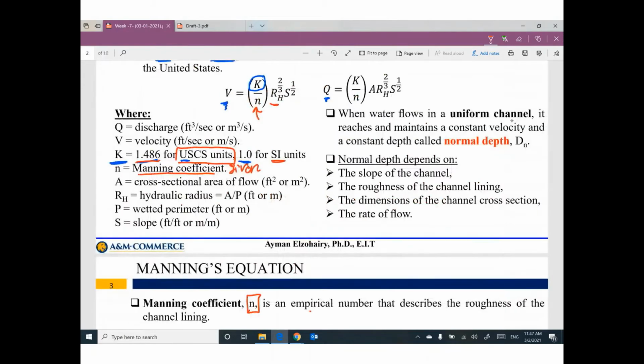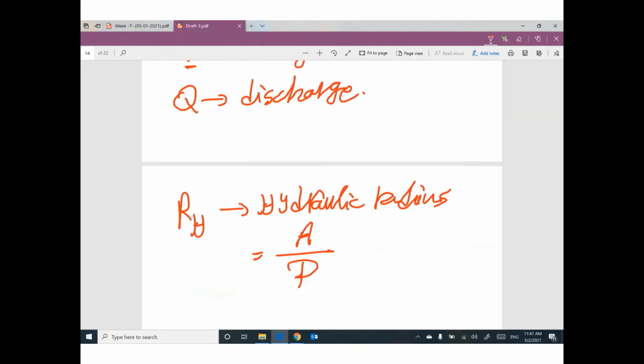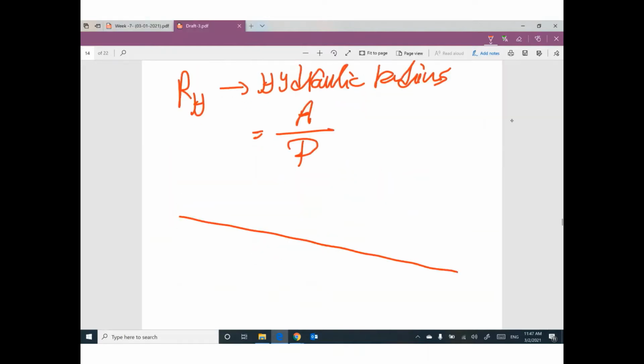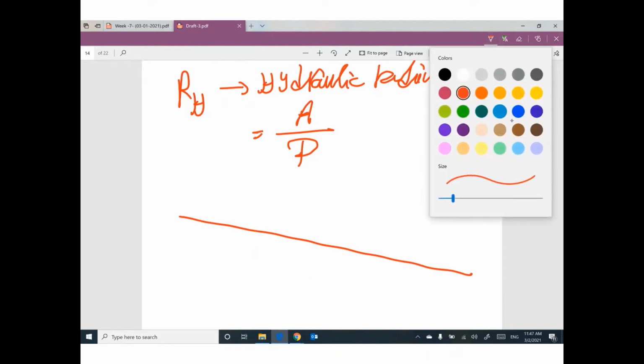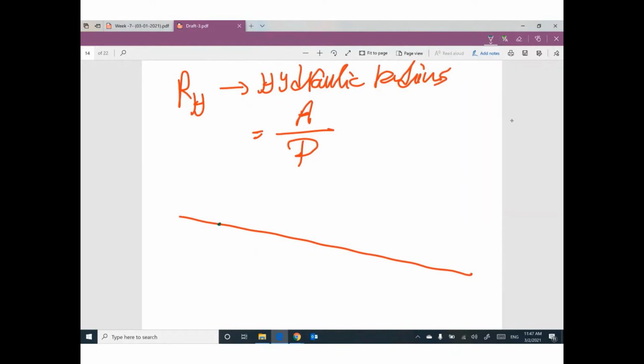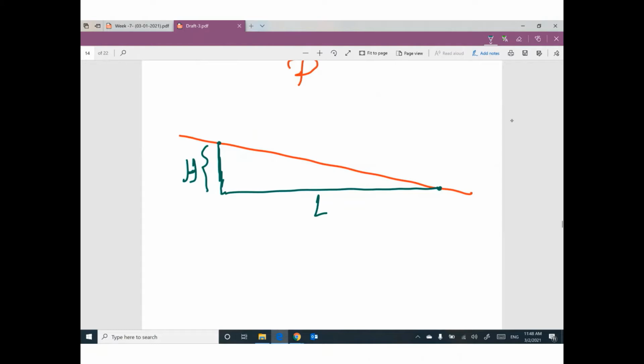So this term, hydraulic radius to power 2/3, R_H is hydraulic radius equal area divided by P. Area is the cross-section area of flow. P is the wetted perimeter. The last term is the slope of the channel. If you draw the longitudinal profile or longitudinal cross-section of the channel, we have a difference in elevation. If you divide the difference in elevation H by the horizontal length L, you get a slope.